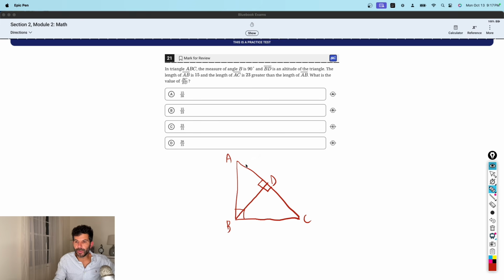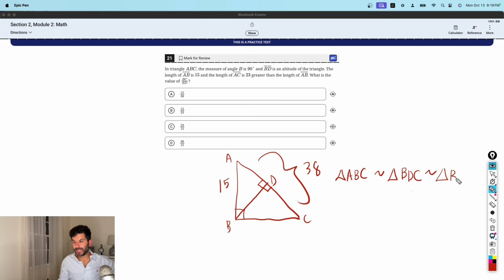So in this case, we know AB is 15, and we know that AC is 23 more than that, so it's going to be 38. Okay, so we need to figure out what ratio is going to kick in here to give us our answer. So we know that triangle ABC is similar to triangle BDC and BAD. So when we're looking at what is the value of BC to BD, we're looking at BC over BD.